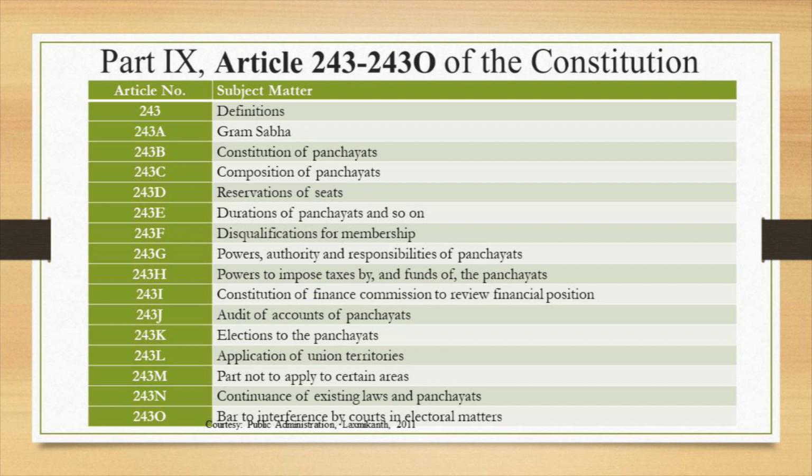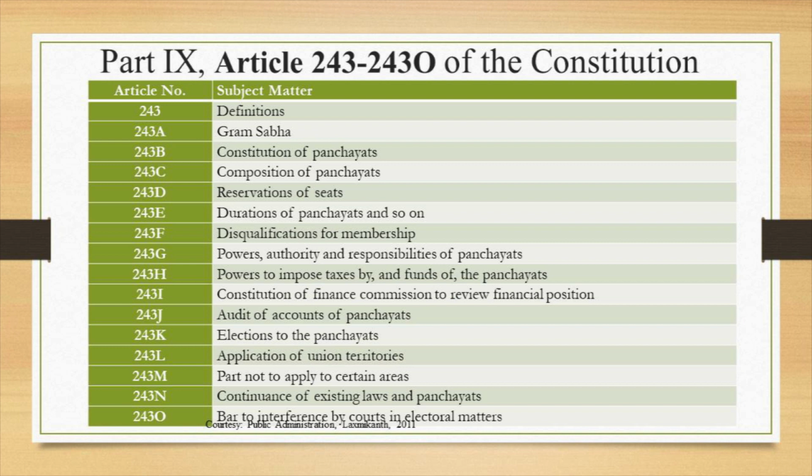Article 243C deals with the composition of panchayats. It says the legislature of a state may make provisions with respect to the composition of panchayats. All the seats in a panchayat shall be filled by persons chosen by direct election from territorial constituencies in the panchayat areas. Article 243D deals with the reservation of seats.